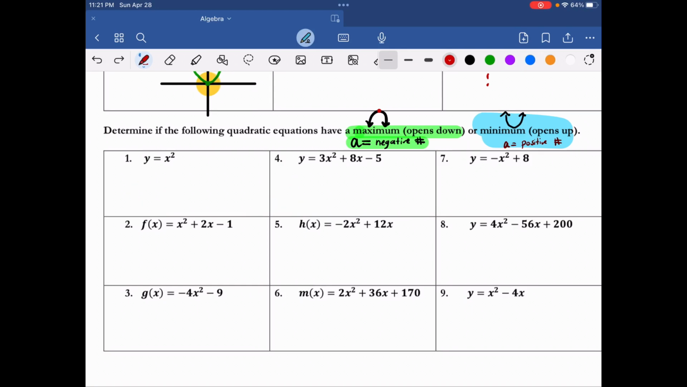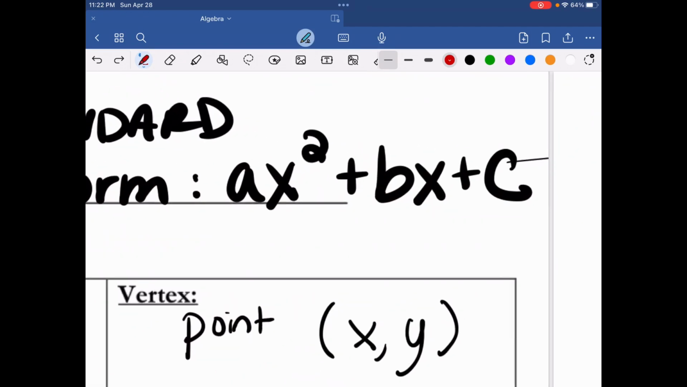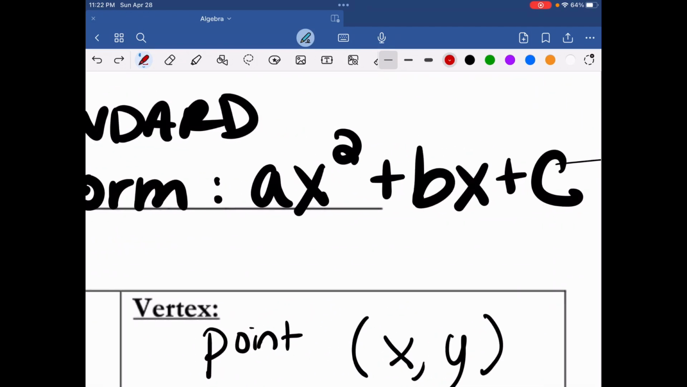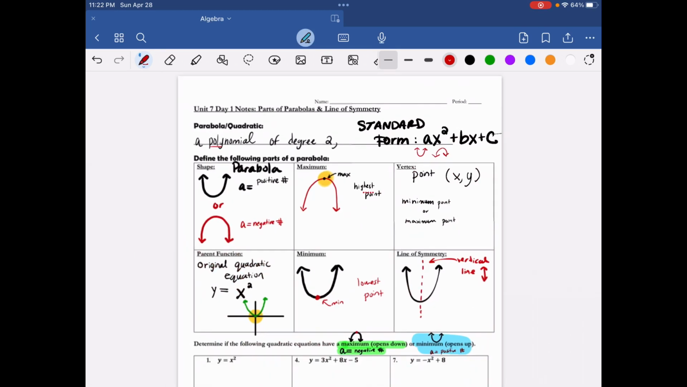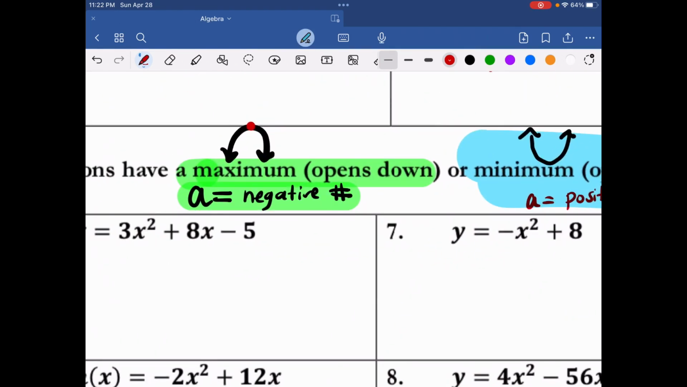You can look really fast. You guys are going to look at the equation, and you look at the term that has x squared. There's a number in front of it. If this number is positive, then it's a U. And if the number's negative, then it's upside down. And that's about it.